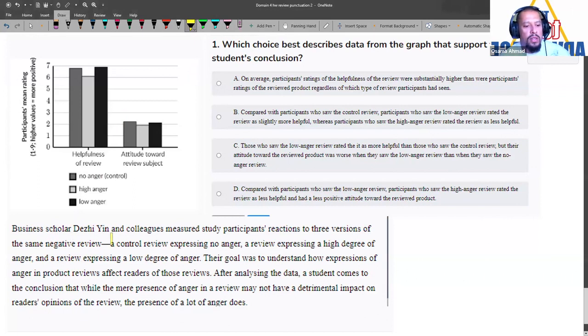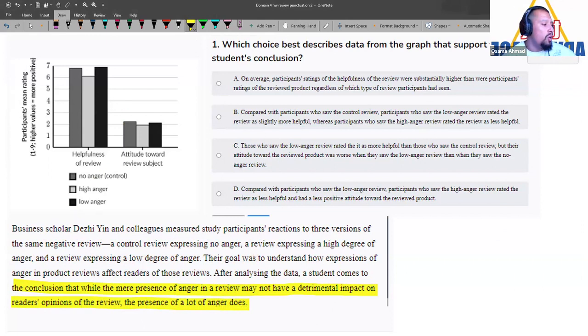Business scholar DY and colleagues measured study participants' reactions to 3 versions of the same negative review: the control review expressing no anger, a review expressing a high degree of anger, and a review expressing a low degree of anger. Their goal was to understand how expressions of anger in a product review affect readers of those reviews. After analyzing, a student comes to the conclusion that while the mere presence of anger in a review may not have a detrimental impact on readers' opinions of the review, the presence of a lot of anger does. Mr. Noor, can you tell me in your own words, what is the claim? Or what is the argument?